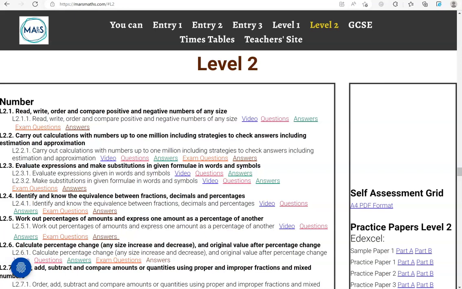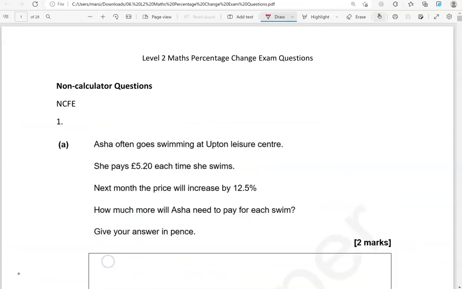In this video, we'll go through exam questions that cover the criteria calculate percentage change, any size increase and decrease, and original value after percentage change. You can locate the questions on the mathsmaths.com website under Level 2. The questions come from different exam boards. We'll start with the non-calculated questions and then we'll move to the calculated questions.